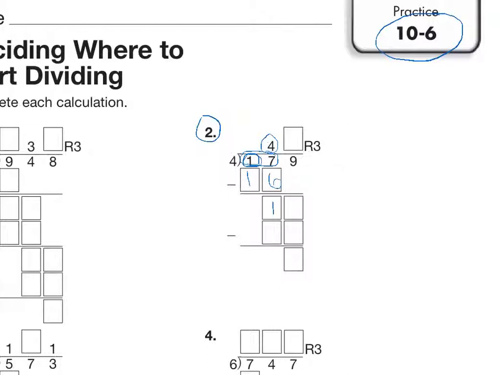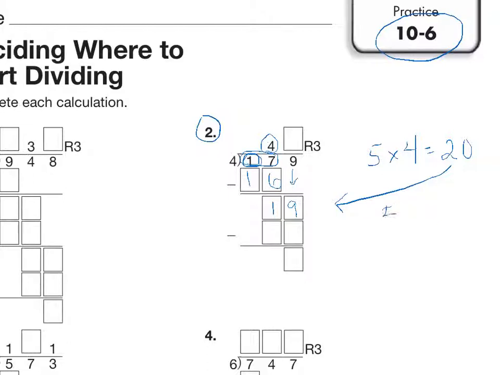Now, the next step, there's one place over here. We need to go ahead and bring this down. Put that in the box. We have 19. We need to ask ourselves how many 4s, because that's our divisor, can I take out of 19 without going over? Well, I know that 5 times 4 is 20. That's too big. I'm trying to get to 19 without going over, but I know that it's 1 away.